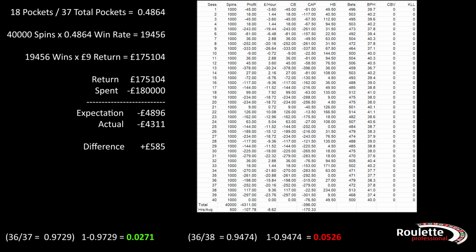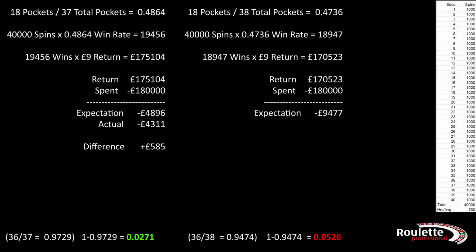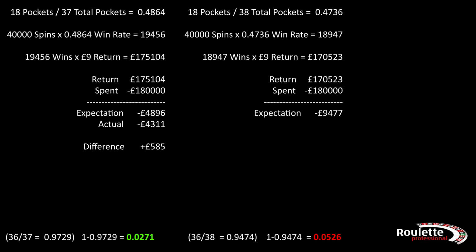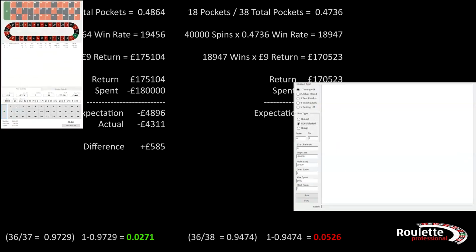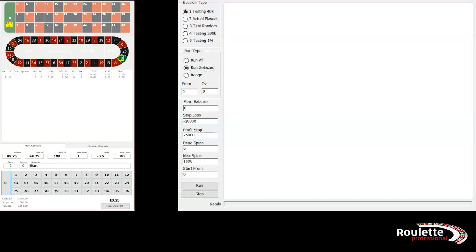Even though black was ahead of expectation by £585, we can see it still had a significant actual loss. And of course, the expected loss for the American wheel, as you can see, is significantly higher. Let's complete this set of tests by running a flat bet on green zero. Again, we will place a 25 pence chip, so we will still get a return of £9 on a win.